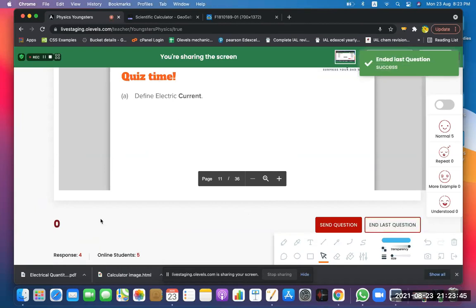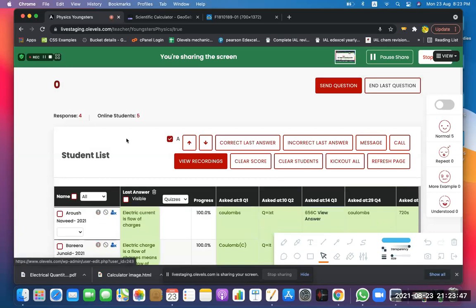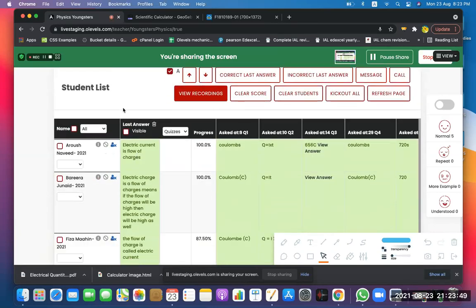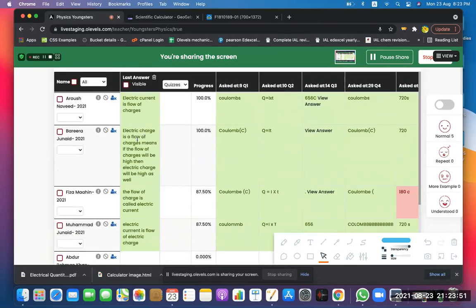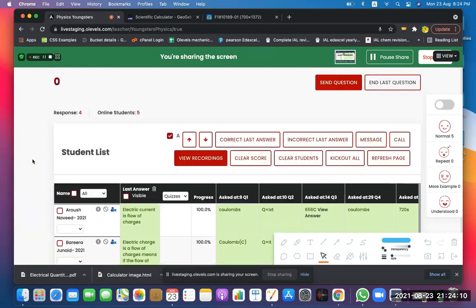Define electric current. So electric current is the flow of charges. Very good, Arush. Electric current is the flow of charges. Means if the flow of charges is high, the electric current will be high as well. Very good, Barira. Fizza, flow of charge is called electric current. Very good, Fizza. Electric current is the flow of electric charge. Very good. Everyone has written correctly. Keep it up. Clapping for everyone.